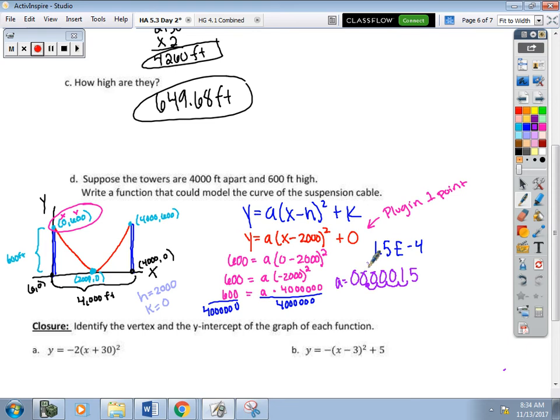And then we'll take that, plug it back in for A to get our final equation. Y equals 0.00015 times the quantity x minus 2,000 squared.